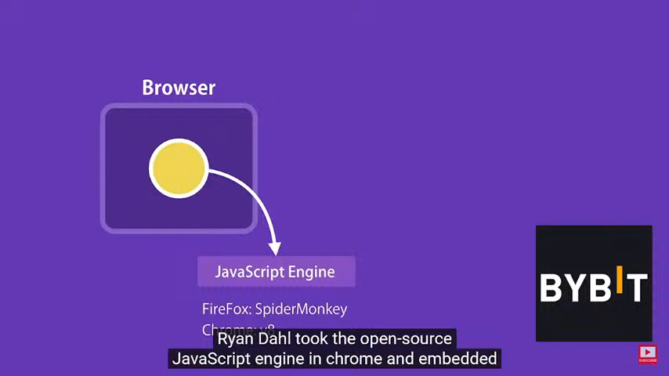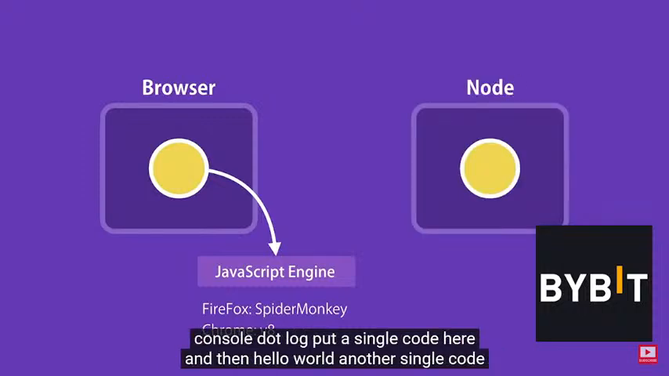So, type this: console.log, put a single quote here, and then hello world. Another single quote to terminate, close the parentheses, and add a semicolon at the end. Now, as you go through the course, you're going to understand exactly what all this means. For now, don't worry about it. So now press enter, and you can see the hello world message on the console.